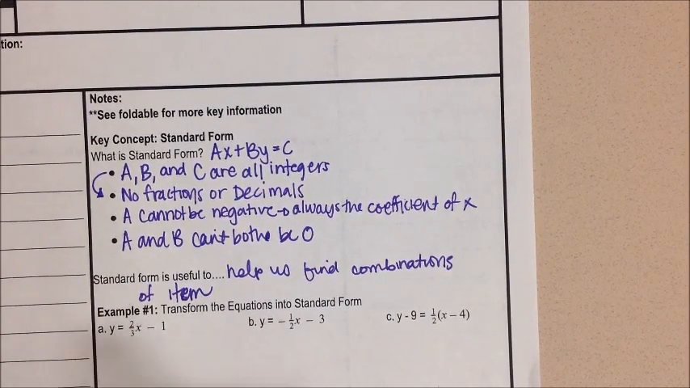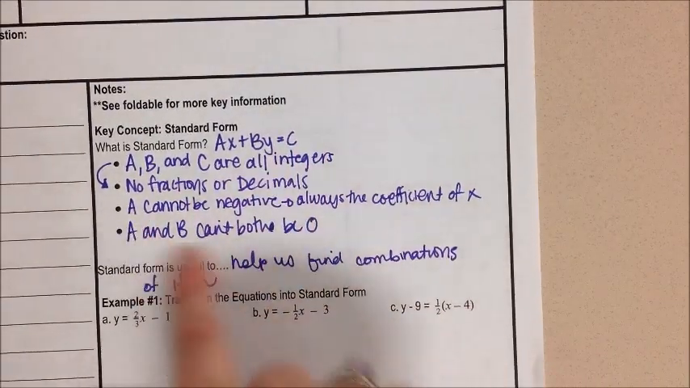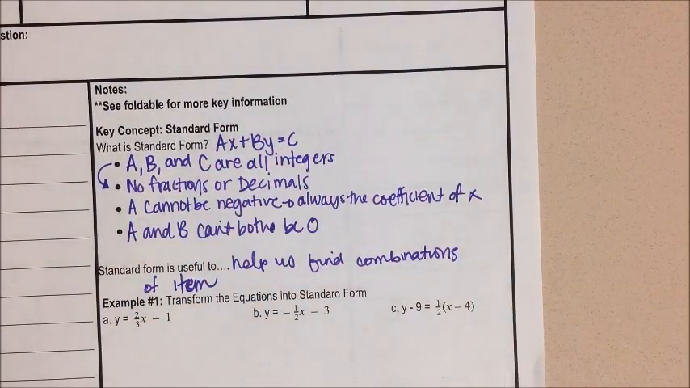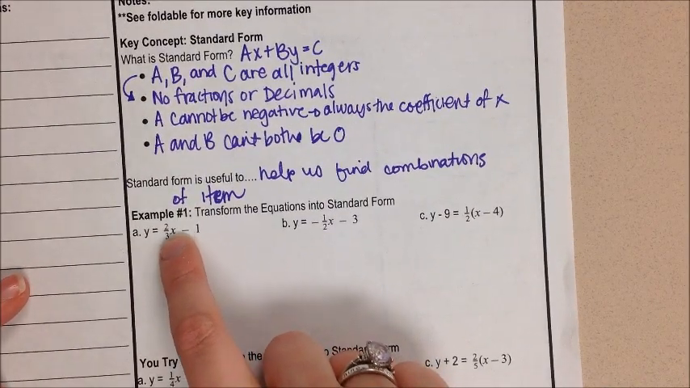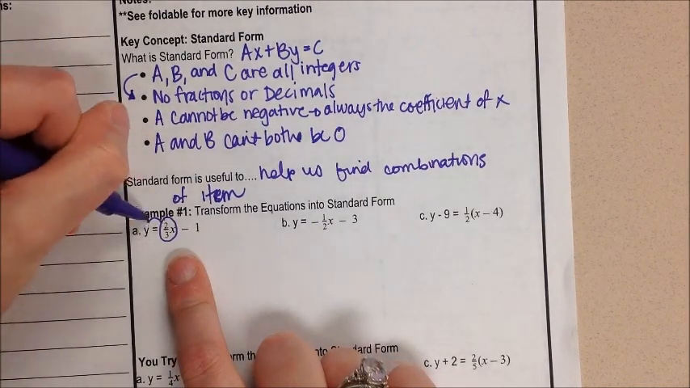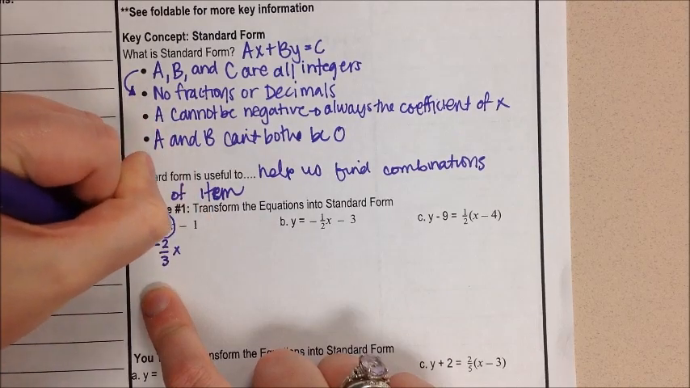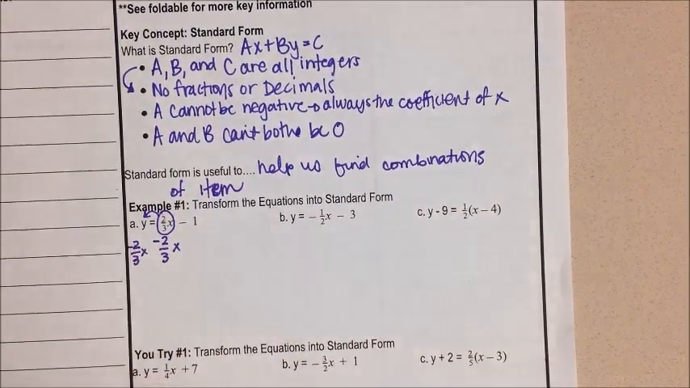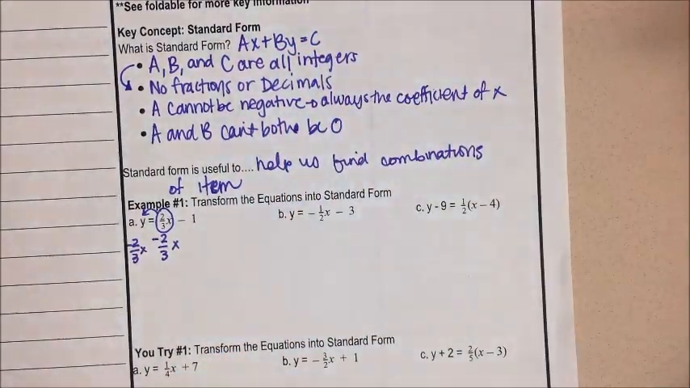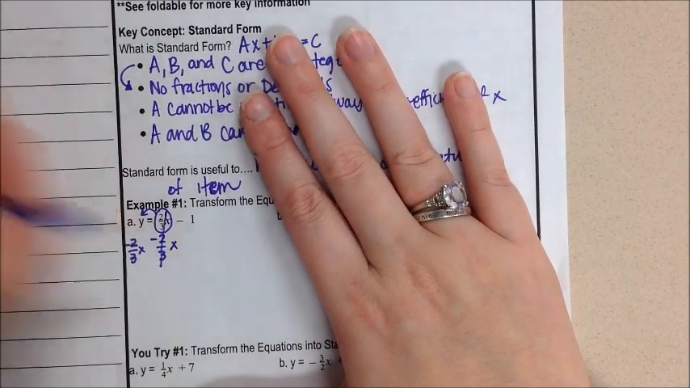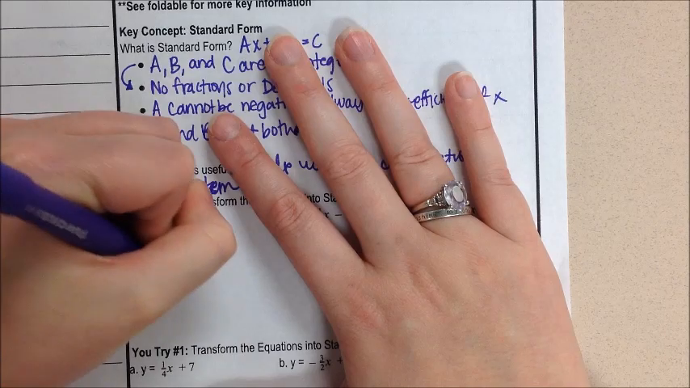Example number 1 says transform the equations into standard form. So we need to get them into ax plus by equals c. For example 1a, I need to move this over here. In order to move it, I'm going to have to subtract the 2/3 x from both sides. It's like I'm solving an equation, but I'm putting it into ax plus by equals c instead of solving for a variable. So this goes away on this side, and I have negative 2/3 x plus y equals negative 1.